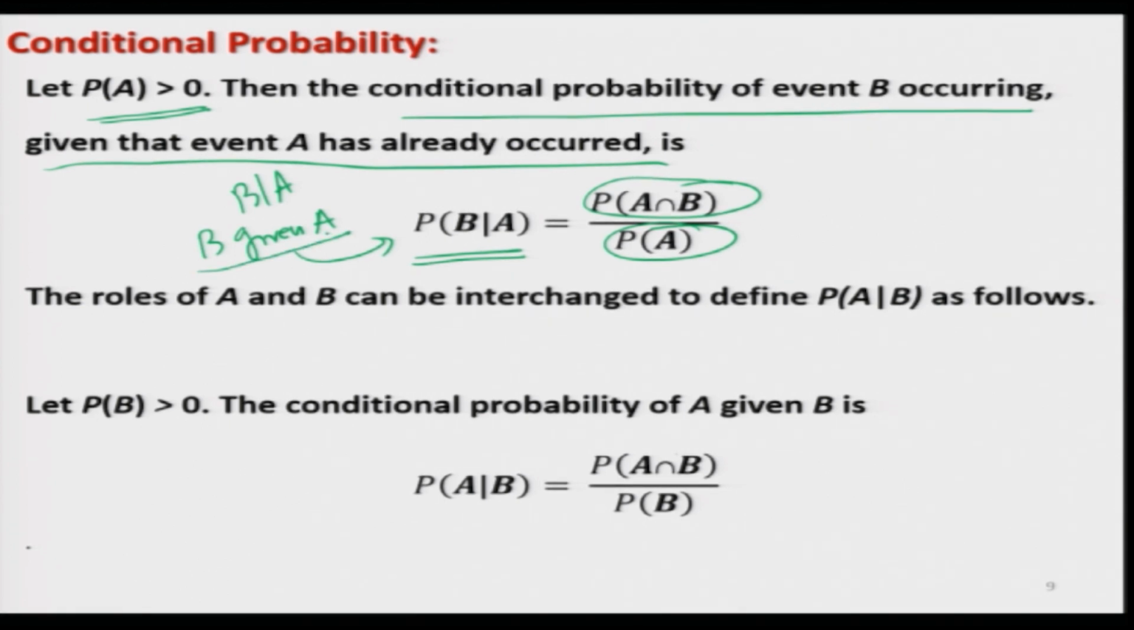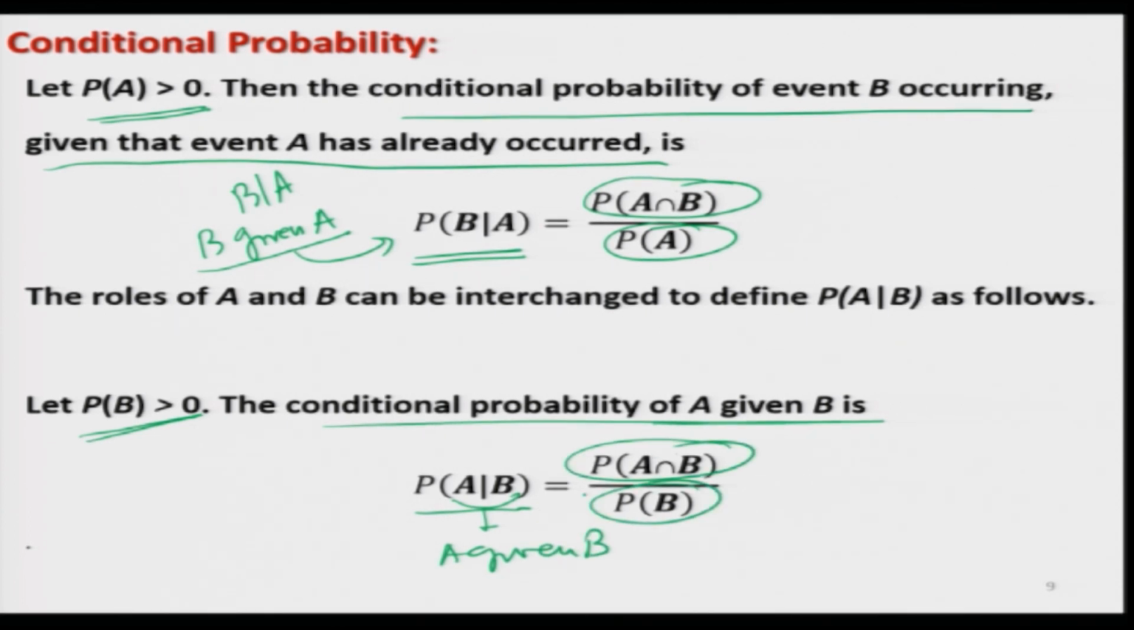Now, if you are trying to find out the probability of A given B, we simply have to assume that probability of B is greater than 0, and the conditional probability of A given B, written probability of A vertical line B, is probability of A intersection B divided by probability of B. Because you are using probability of B in the denominator, you have to assume that it is strictly greater than 0, right.